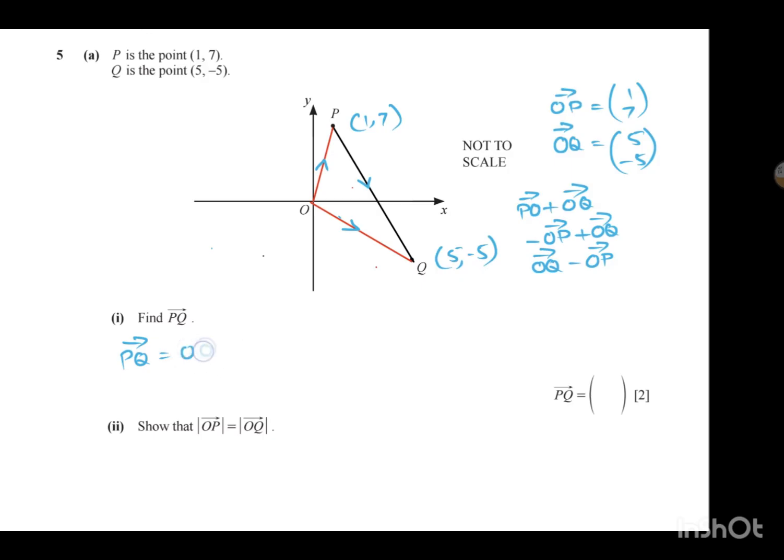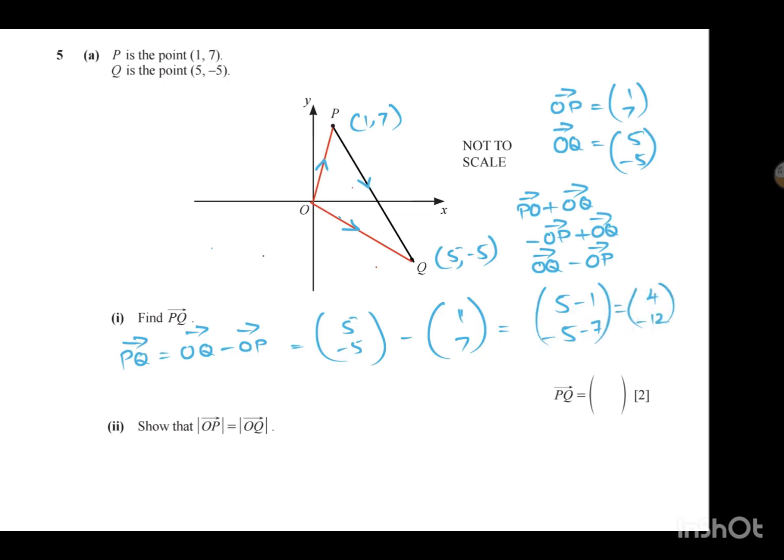So PQ is OQ minus OP. OQ is (5, minus 5) and OP is (1, 7). Now subtract: 5 minus 1, and minus 5 minus 7. We get (4, minus 12). This is the answer.